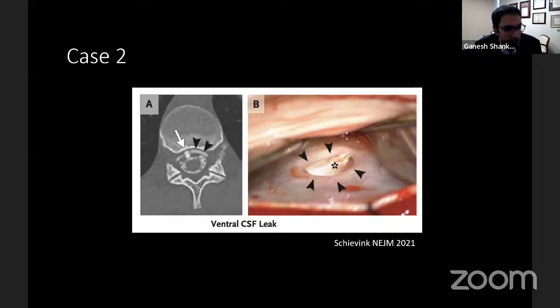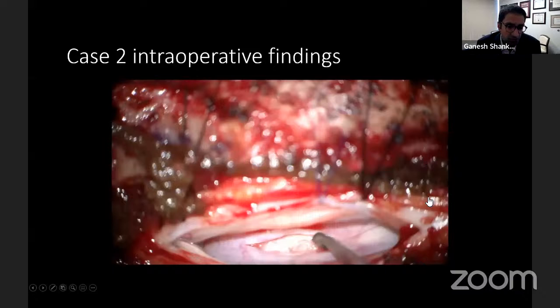This is a review from Wouter Schievink's paper that was recently published in the New England Journal detailing some of these CSF leaks. And this is exactly what we saw in the operating room as well in terms of ventral dural breach from one of these osteophytes. So here's a video from that patient.